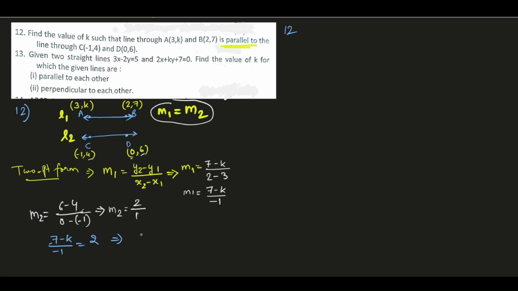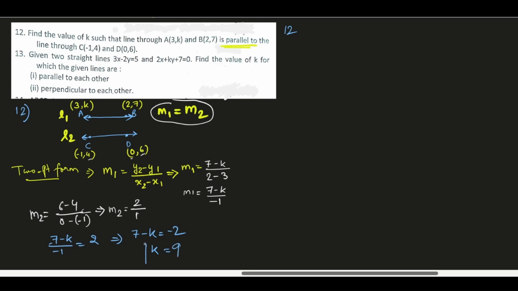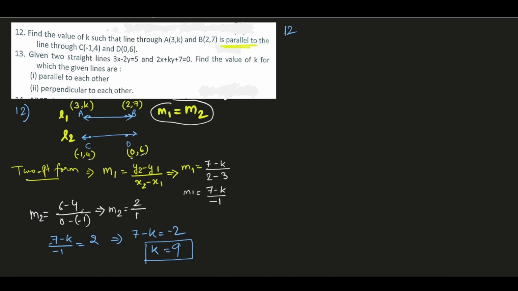Simply, 7 minus k is equal to -2. So k is equal to, k goes there, -2 comes here. So plus k, and then 7 plus 2 is 9. So k is equal to 9 is the correct answer. So that's all about question number 12. Let's do question number 13.